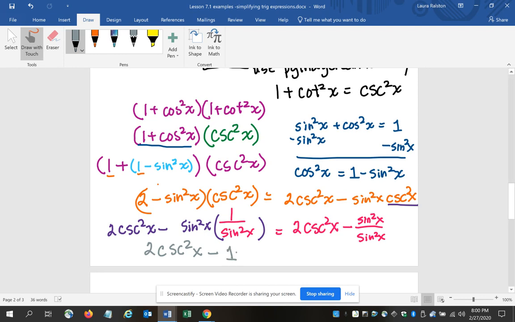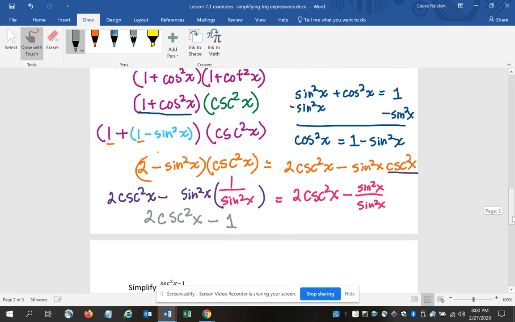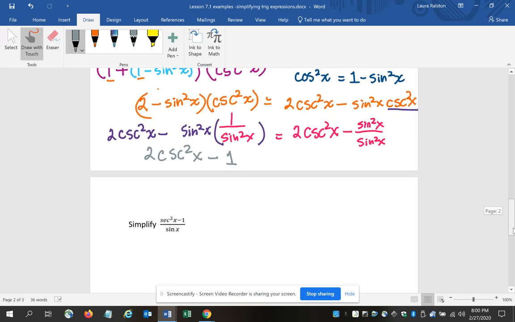And you may think, well, Miss Ralston, that's not a whole lot simpler. Well, it's a little bit simpler, and so it's better than it was. I no longer have a multiplication problem. I just have a flat, straight-out equation.